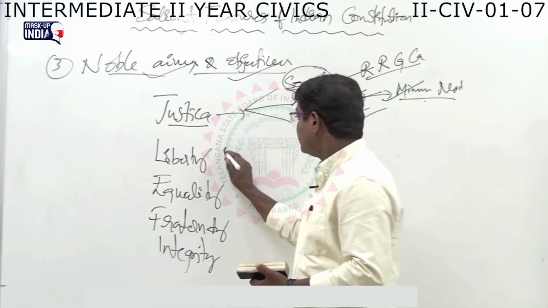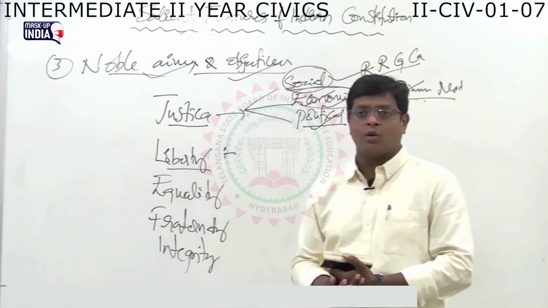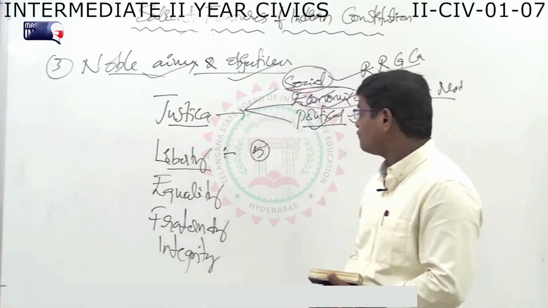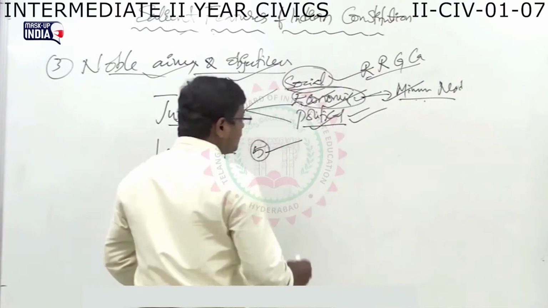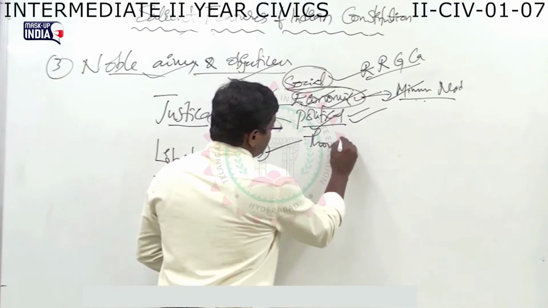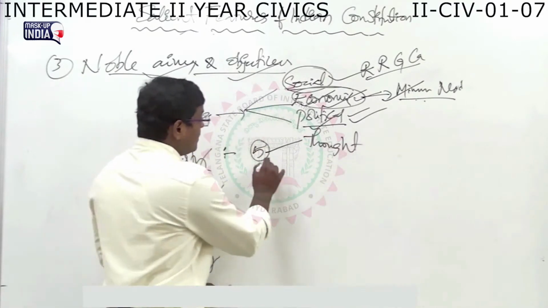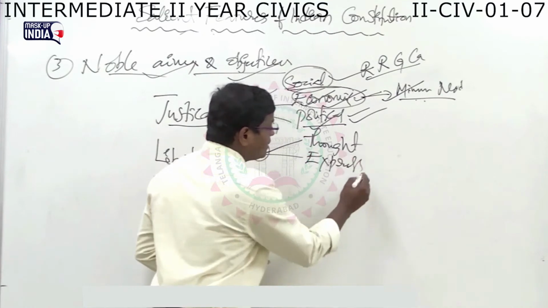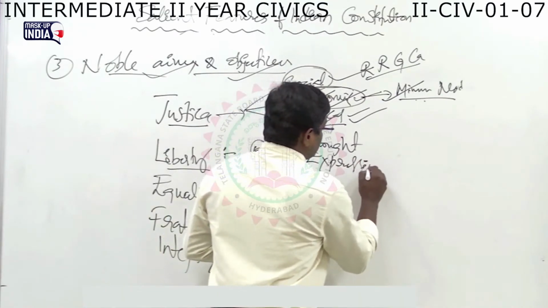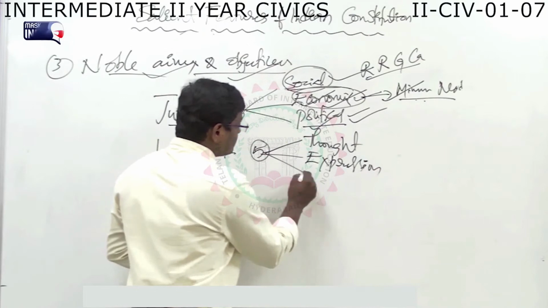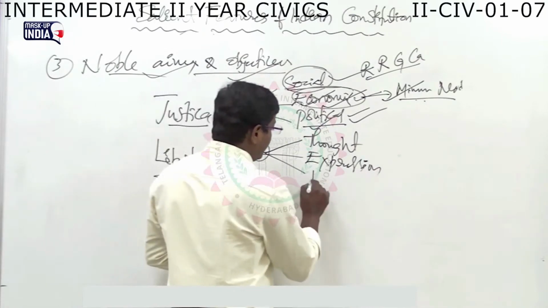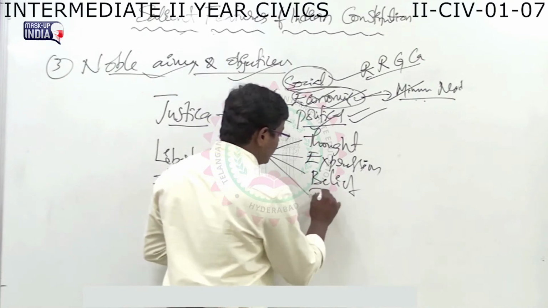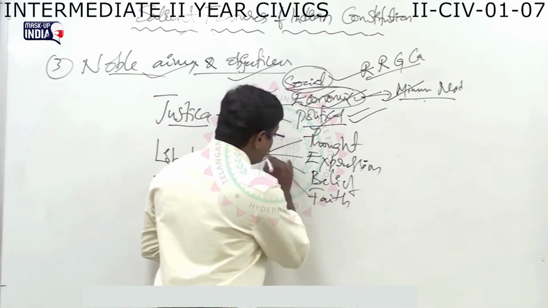Then liberty. Liberty on what grounds? Liberty on 5 grounds. Liberty of thought, liberty of expression, liberty of belief, liberty of faith, liberty of worship.